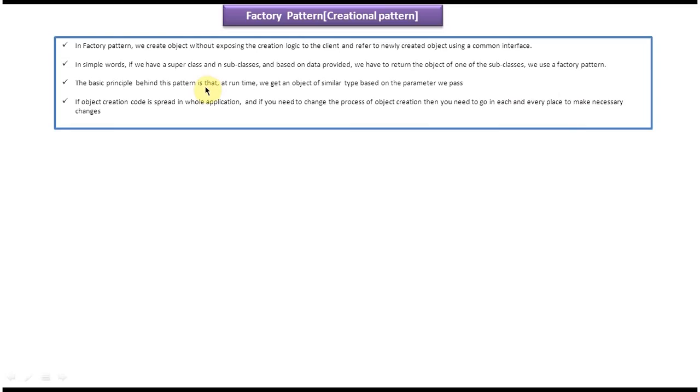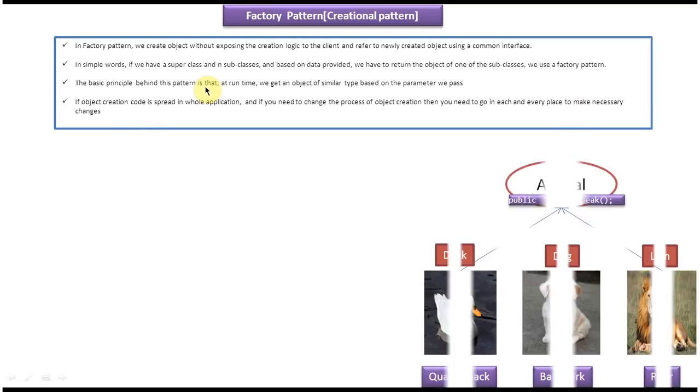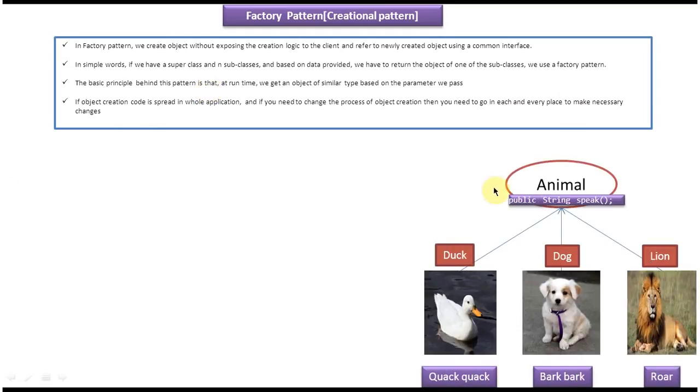To understand these four explanations, I have created this diagram below. So here you can see Animal. This Animal is the superclass and it has a public String speak method. This Animal is extended by three classes: the first one is Duck, the second one is Dog, and the third one is Lion. So Duck, Dog and Lion are subclasses of the Animal class, and Animal has a speak method.